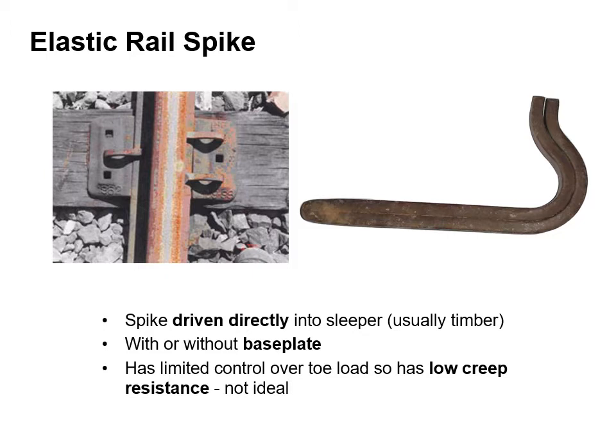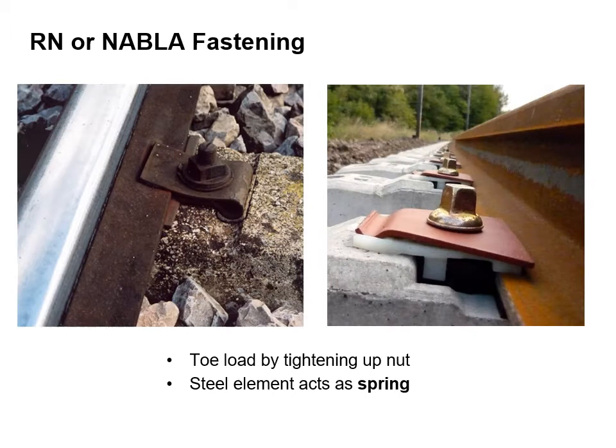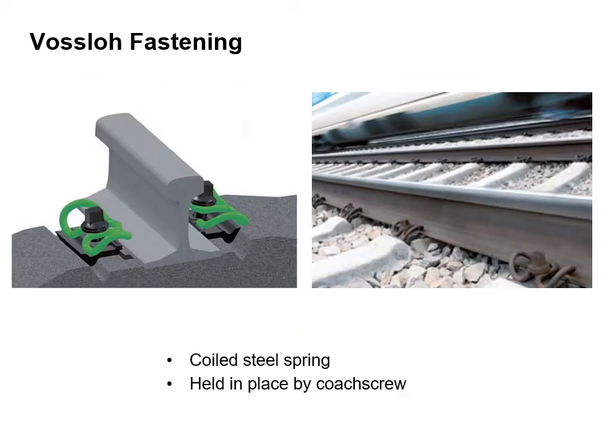The elastic rail spikes are driven directly into the sleeper, which is usually timber. They can be used with or without a base plate. They have limited control over the toe load, so have low creep resistance, which is not ideal. RN or NABLA fastening systems manage toe loads by tightening up a nut. The steel element acts as a spring. Voslov fastening systems use a coiled steel spring, and they're held in place by a coach screw.